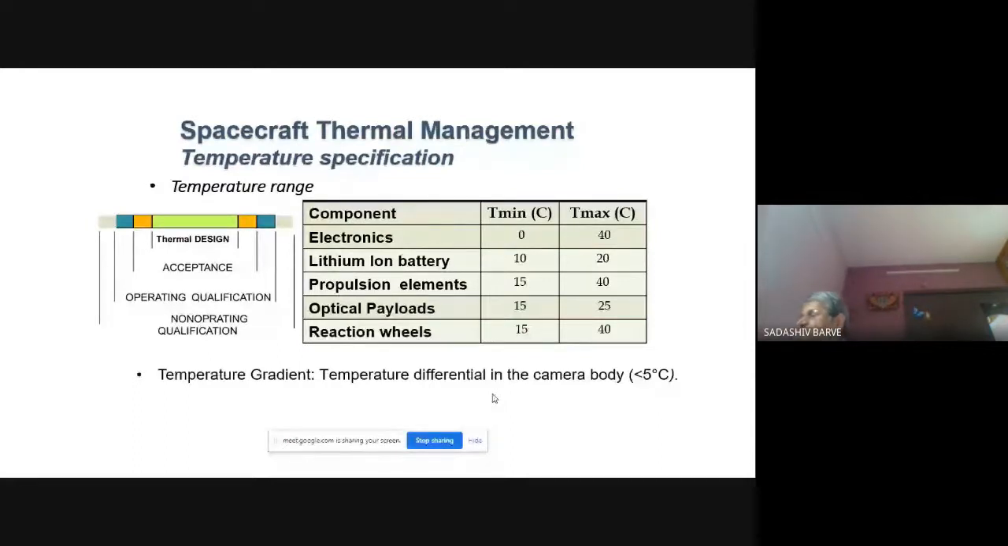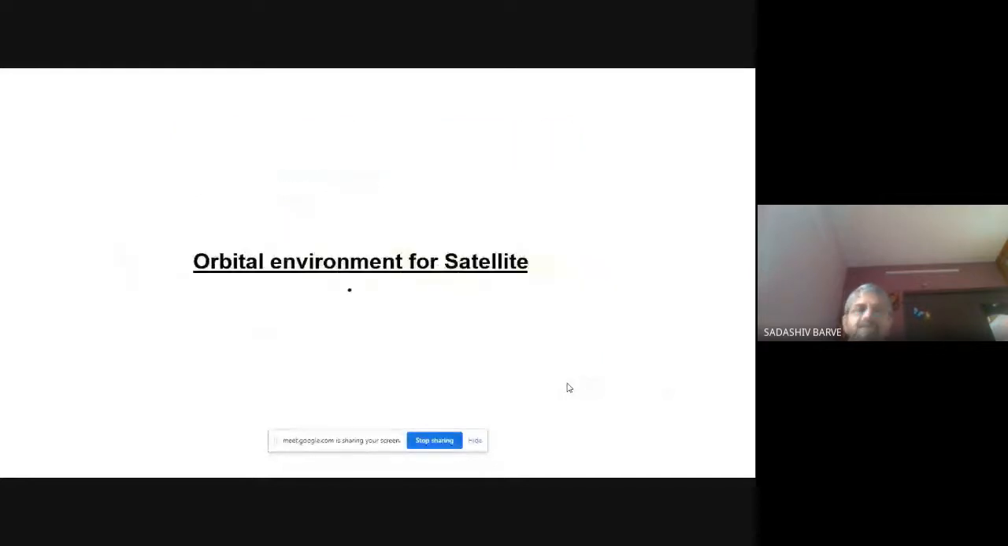Now, most of the cameras are maintained within the specified limit of 15 to 25, with a narrow temperature range to be maintained in the range of 2 to 2.5 degrees. Now, one more parameter which matters is the orbital environment for the satellite.